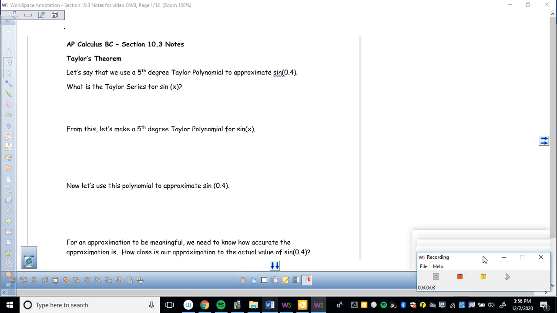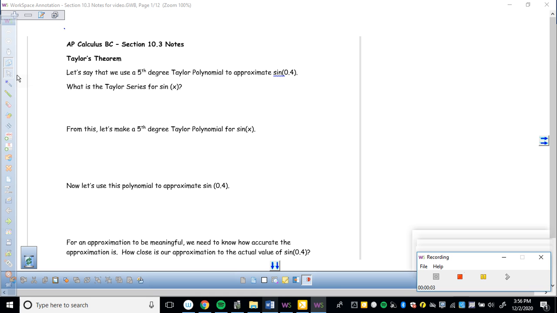Section 10.3, Notes on Taylor's Theorem. So we have been creating series to represent functions, and then we can use a Taylor polynomial to approximate a function by truncating the series at some term in the series, given an order or a degree that tells us when to truncate the series. When we do truncate the series, it does introduce some error. And so today we're going to talk about how we can approximate the error that we have by using a Taylor polynomial to approximate a function.